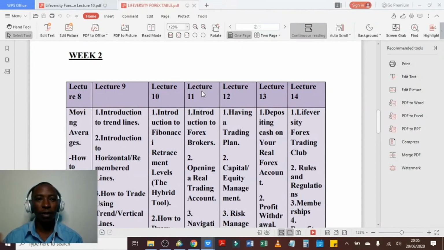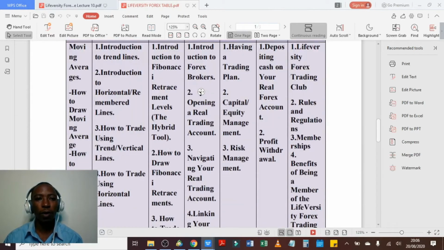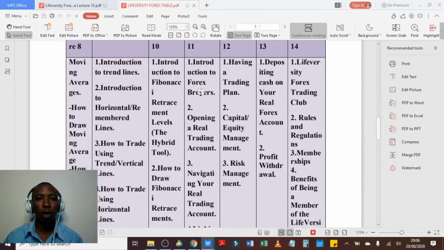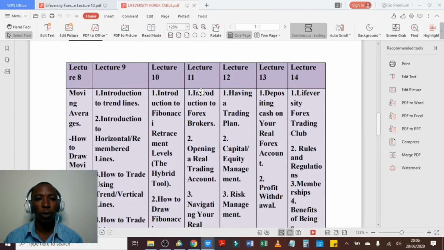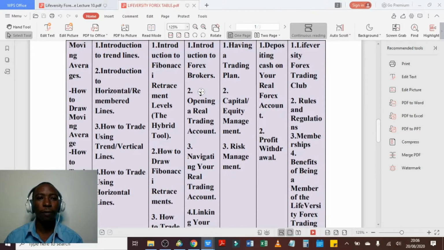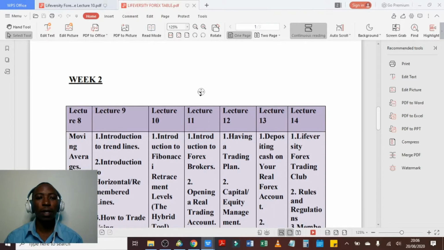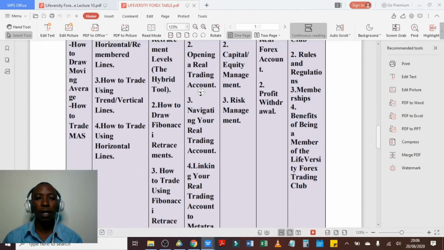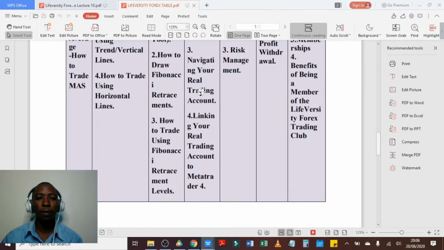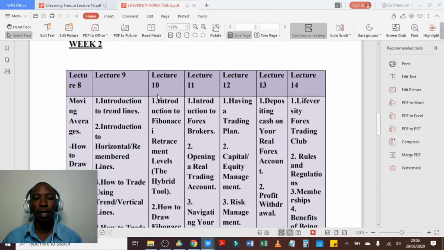Before we get deep into the lecture, let's revisit our Liversity Forex trading timetable to have an idea of what we are going to cover. According to the timetable, lecture 10, the third lecture in week 2, has the introduction to Fibonacci retracements as part 1. The Fibonacci retracement levels are a very important foreign currency trading tool. In part 2, we will cover how to draw Fibonacci retracements, and in part 3, how to trade using Fibonacci retracement levels. That's basically everything we are going to cover in this lecture today.